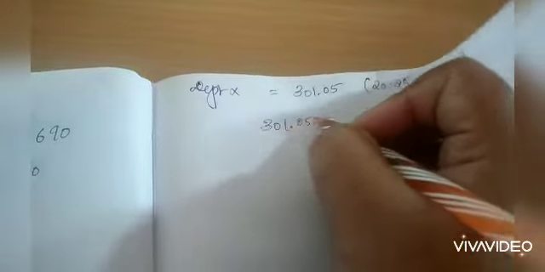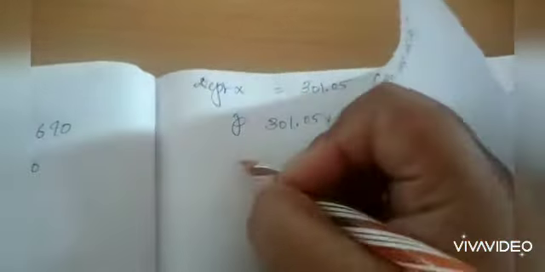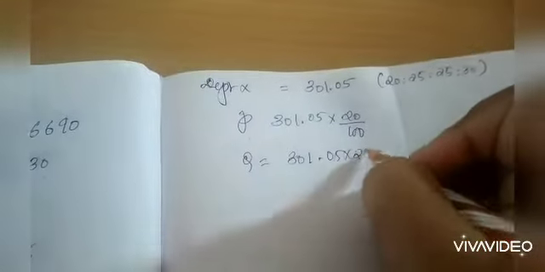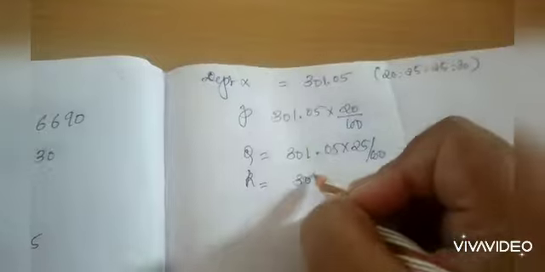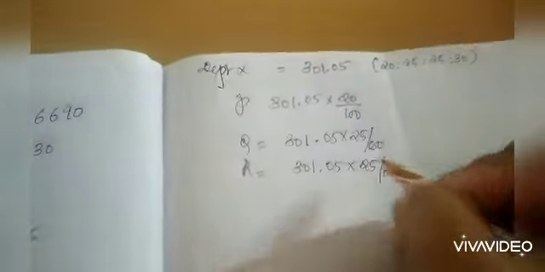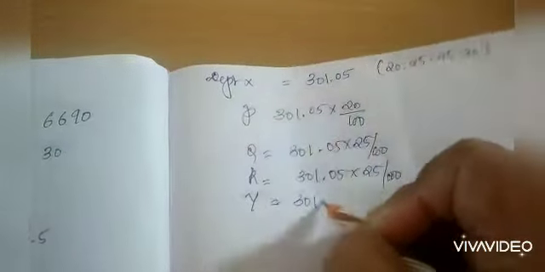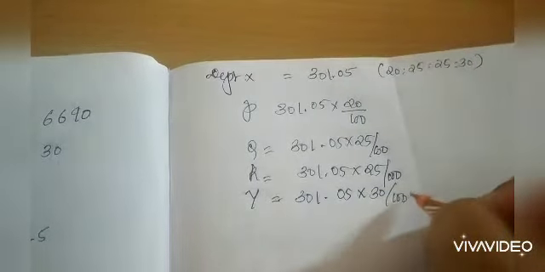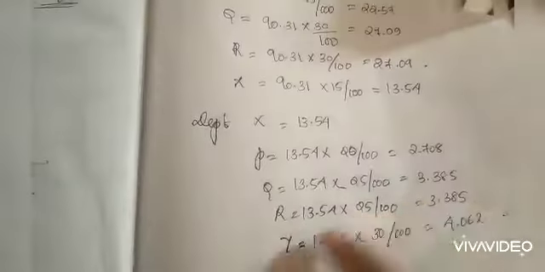So 301.05 into 20 by 100 for P, 301.05 into 25 by 100 for Q, 301.05 into 25 by 100 for R, and 301.05 into 30 by 100 for Y. So we will get this value 60.21 and all, and department X also.